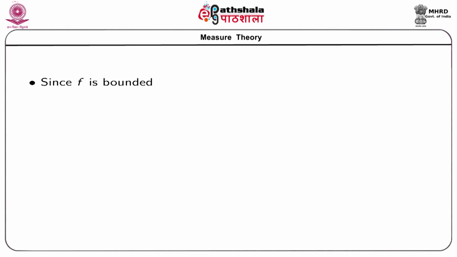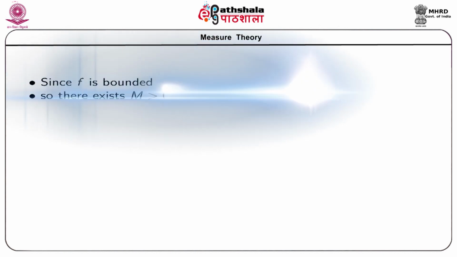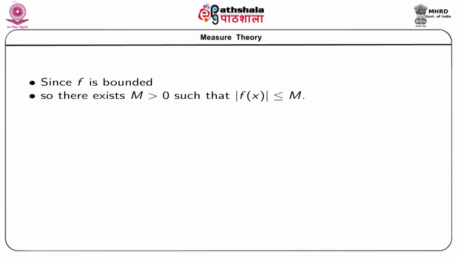Now, by our assumption, the function f is bounded. So, we can find a positive real number capital M such that mod f x is less or equal to capital M.